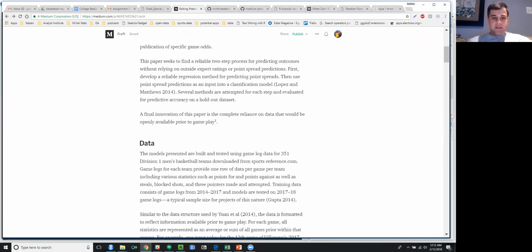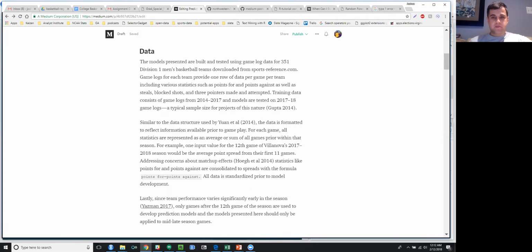So talking about the data involved, this project was all downloaded from sportsreference.com. Sportsreference.com has these awesome game logs for each team for each season. They show one row of data per game, including the opponent, how many shots your team took versus the other team, how many points your team scored versus the other team, and so on across it. I want to say about 30 different statistics. So I downloaded those game logs for 2014 through 2018, up until mid-January when I actually downloaded the data.